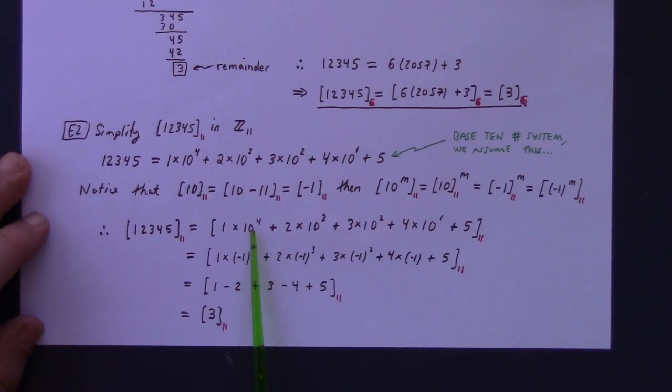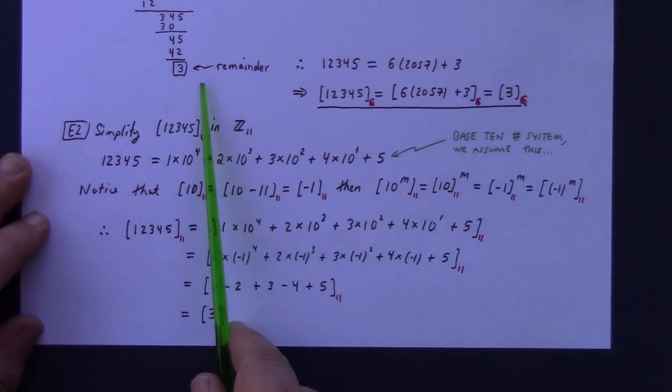But so 10 is congruent to minus 1 mod 11. And so that's the overriding idea, is we can use congruence to simplify the representative of an equivalence class. And again, that congruence idea is that a multiple of 11 is 0 in this world. So I trade my 10 to the 4th for a minus 1 to the 4th, a 10 to the 3rd for a minus 1 to the 3rd, 10 squared for minus 1 squared, 10 for minus 1. And so we just get this alternating sum of the digits: 1 minus 2 plus 3 minus 4 plus 5, and so it works out to 3. As we, of course, already found up here by division.